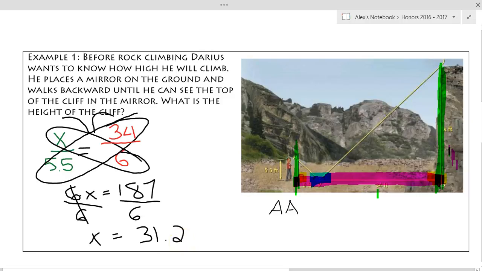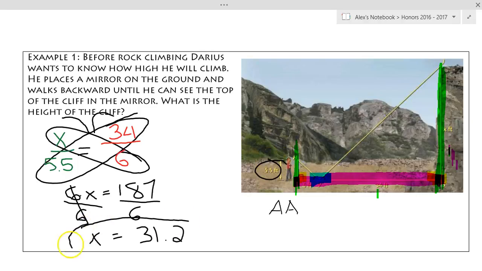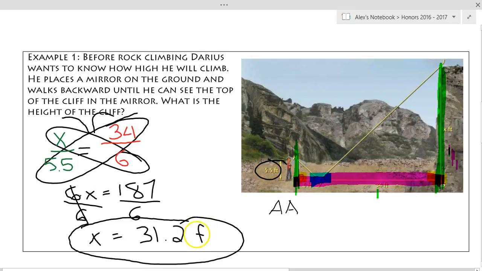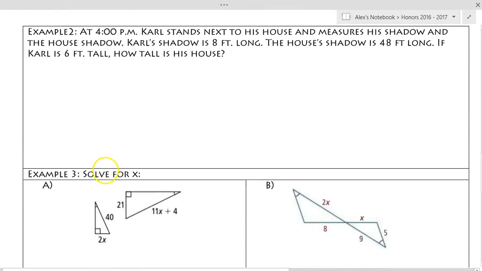A lot of times, we will keep things as fractions in this class. But since this problem started with a decimal, it's probably going to end with a decimal. And then don't forget, this is a real world problem, so I need my unit. So this cliff is 31.2 feet tall. All right, let's go ahead and look at our next example on the next page.